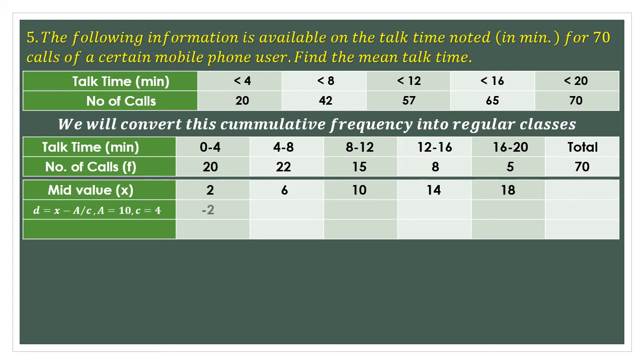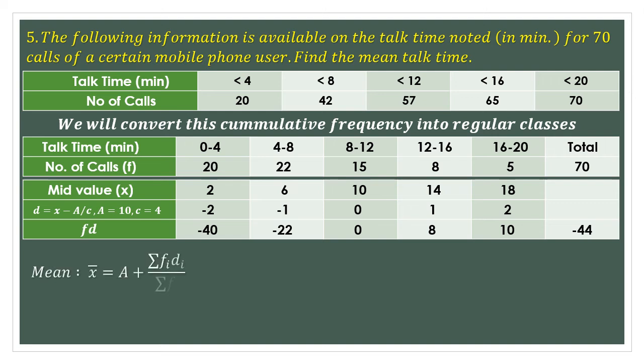So 2 minus 10 divided by 4 is negative 2, then negative 1, 0, 1 and 2. Multiply this deviation row with the frequency row and you will get FD. 22 twos are negative 44... 20 twos are negative 40, 21 ones are negative 21, 2, 15 zeros is 0, 8 ones is 8, 5 into 2 is 10. And when you make a total, you will get negative 44 as your total.